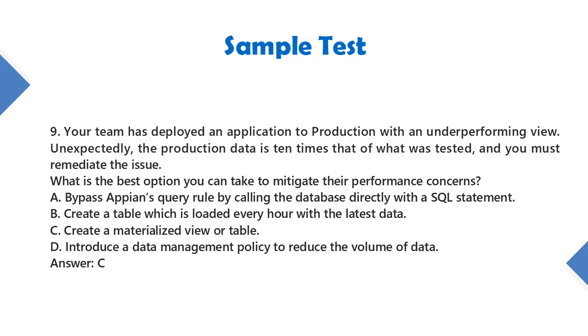A. Bypass Appian's query rule by calling the database directly with a SQL statement. B. Create a table which is loaded every hour with the latest data. C. Create a materialized view or table. D. Introduce a data management policy to reduce the volume of data. Answer: C.